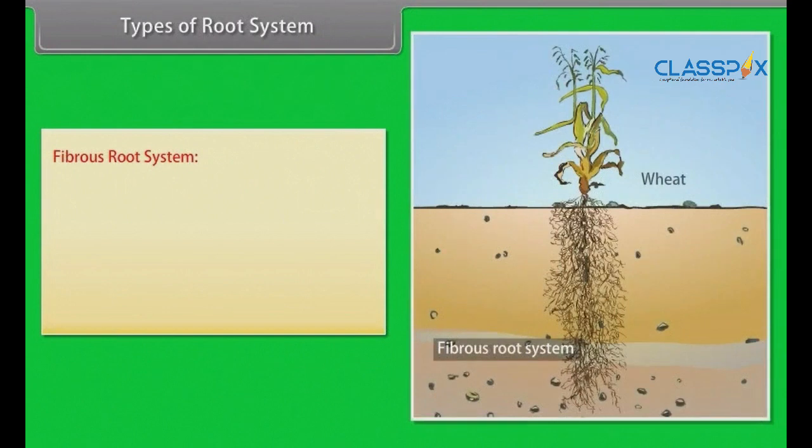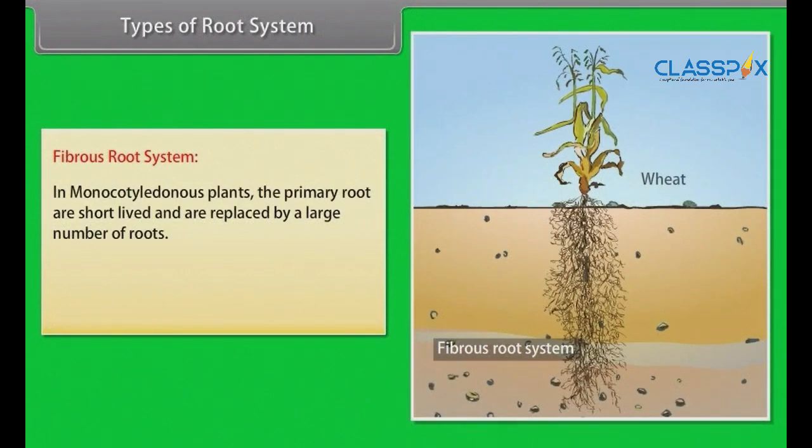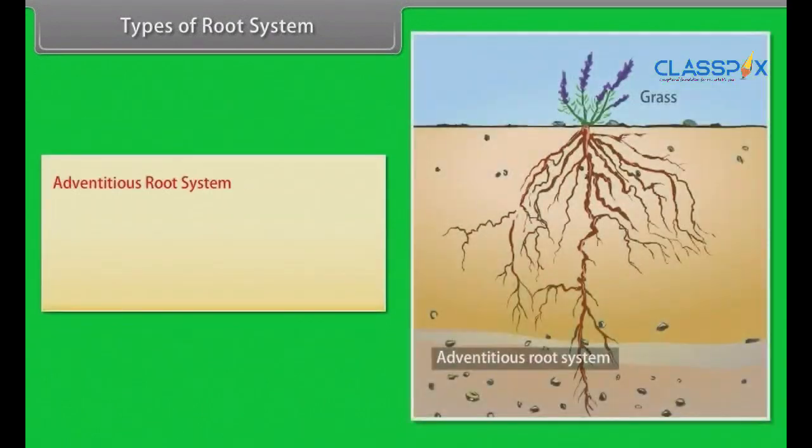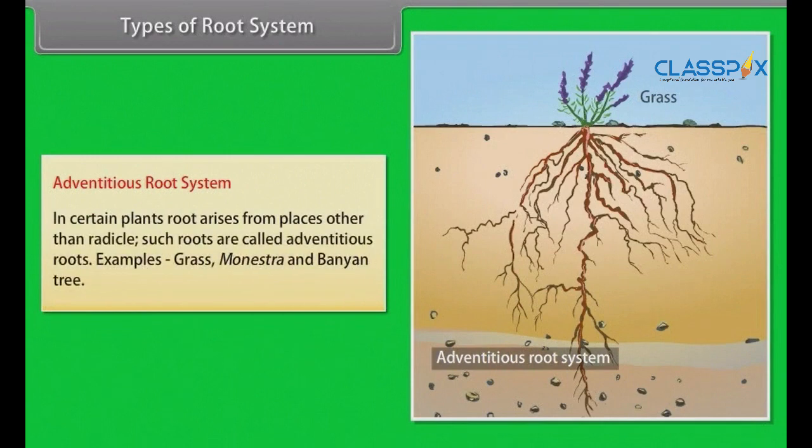Fibrous root system. In monocotyledonous plants, the primary root is short-lived and is replaced by a large number of roots. These roots, which develop from the base of the stem, constitute the fibrous root. Example, wheat. Adventitious root system. In certain plants, roots arise from places other than radicle. Such roots are called adventitious roots. Examples, grass, monstera and banyan tree.